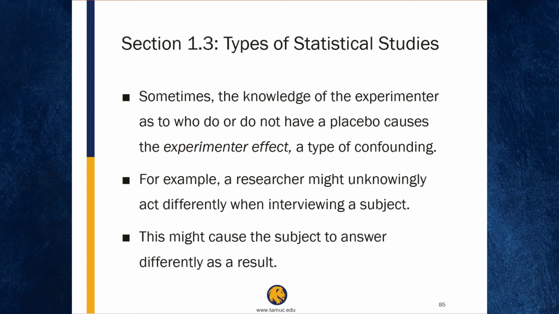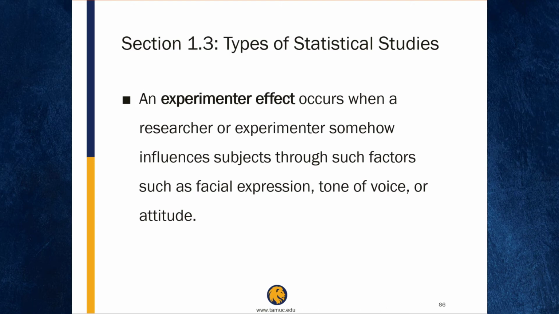So sometimes the knowledge of the experimenter as to who does or does not have the placebo causes the experimenter effect, a type of confounding. For example, a researcher might unknowingly act different when interviewing a subject. And this behavior can actually cause the subject to answer differently as a result. So that's another variable we want to eliminate from our statistical study if at all possible. And so we say that an experimenter effect occurs when a researcher or experimenter somehow influences subjects through such factors as facial expression, tone of voice, or attitude.